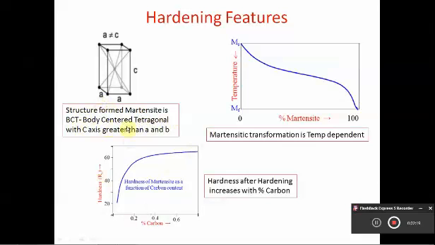It also has an effect of carbon percentage. Hardness value goes on increasing with increasing percentage of carbon. So low carbon steels possess low hardness, and up to 0.8% carbon steel, as carbon percentage increases, hardness also goes on increasing. So hardness after hardening increases with percentage of carbon.